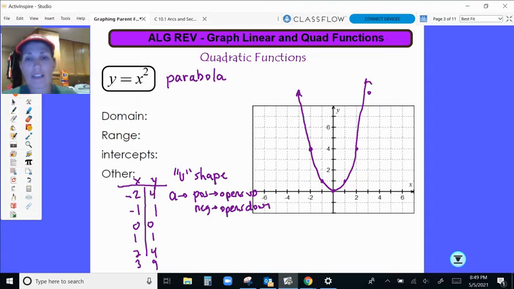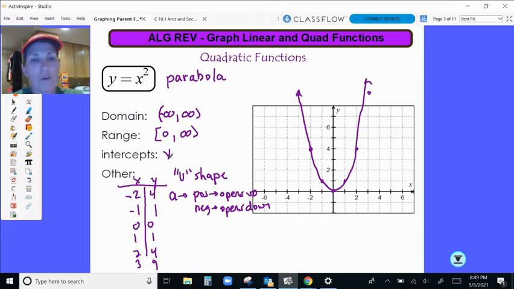Okay, my domain left and right is still all real numbers, so it goes from negative infinity to infinity. Whoops, I forgot my negative again. My range again starts at 0 and goes on up to infinity. Okay, so it starts at 0, going up, up, up, all the way to infinity. My y-intercept again is at 0, 0.